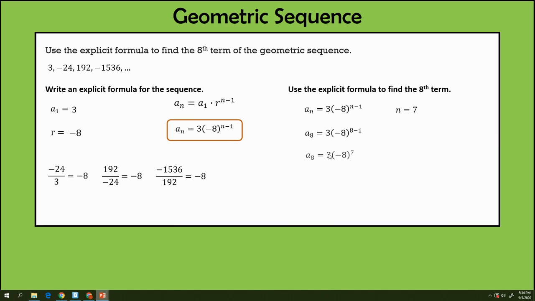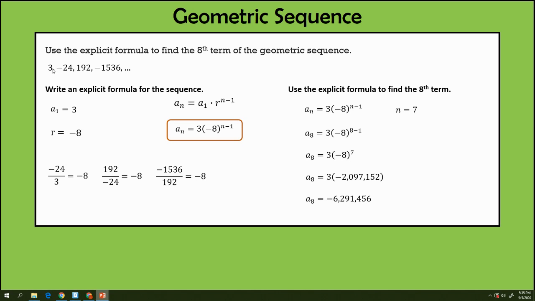power. That's 3 times negative 8 to the 7th power. Guys, when you do this in a calculator, make sure you group this base. It's negative 8 to the 7th. That should be negative 2,097,152. And now I have to multiply that answer by 3, and I get negative 6,291,456. That's the eighth term of this sequence.